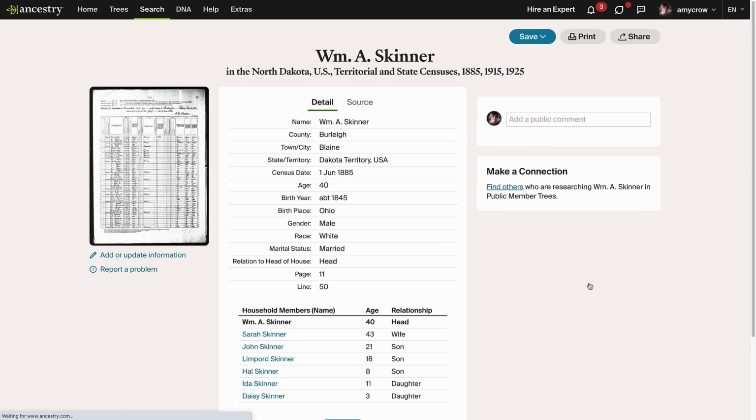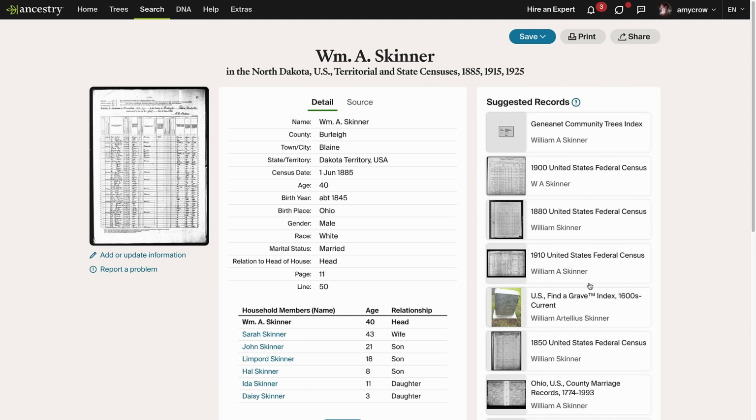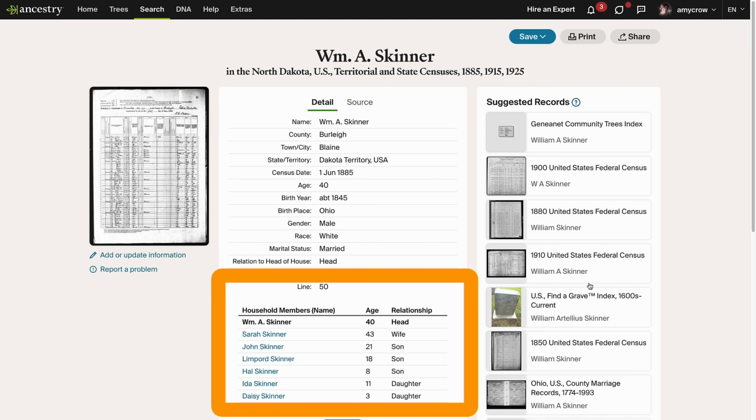Let's take a look at that North Dakota state census, keeping in mind that my William Skinner was born in Ohio and died in Ohio. Now, it's totally possible that he lived for a time out in North Dakota, so I don't want to just ignore this. But when I take a look at this William Skinner in this North Dakota territorial census, I can see that he has a completely different wife and a completely different set of children. So unless William Skinner had one family in Ohio and then at the same time had another family out in the Dakota Territory, this is not my guy.